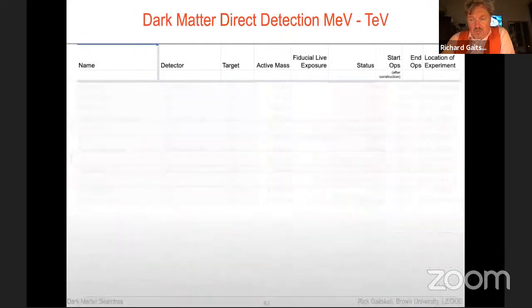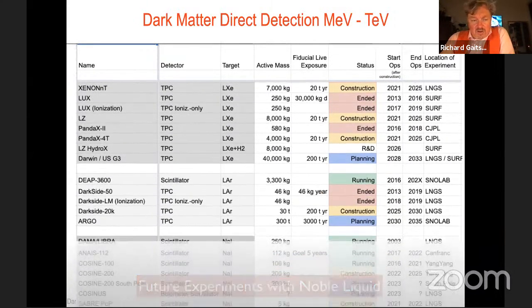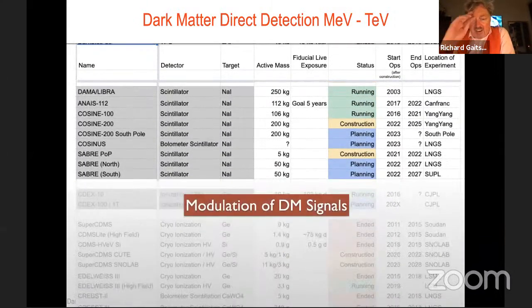So let's talk about some of the other experiments that have been going on. Obviously, I mentioned the argon experiments, the DarkSide 50, which was the last sort of dark matter search result from the argon, and now the focus on the DarkSide 20K. And then let's look at the issue of modulation signals very directly.